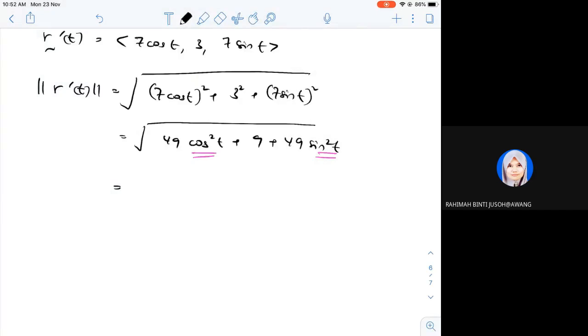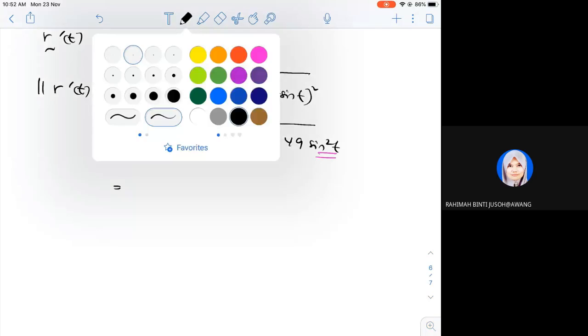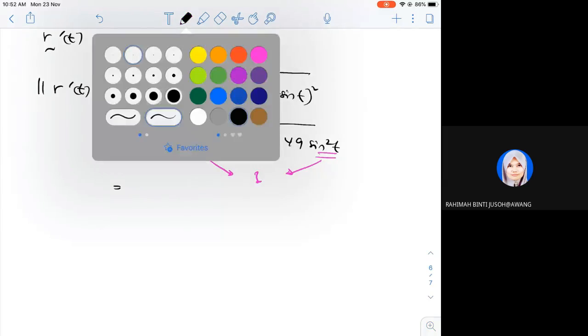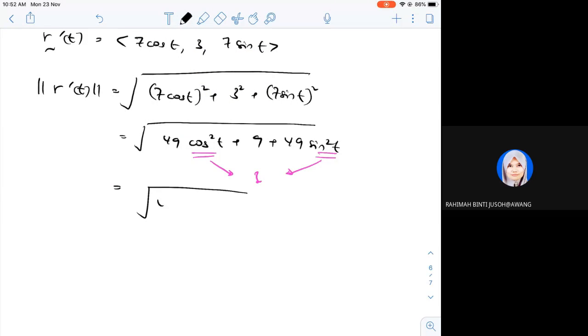So this is equivalent to 1. We will have square root of 49 plus 9. 49 plus 9 is 58, so square root of 58.